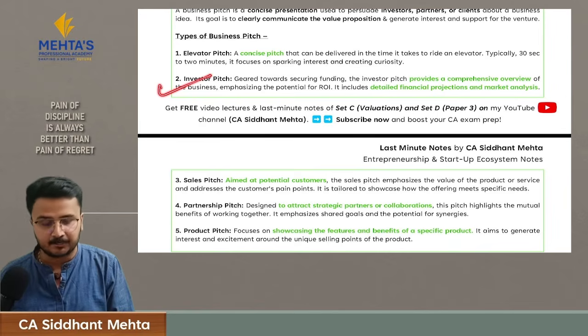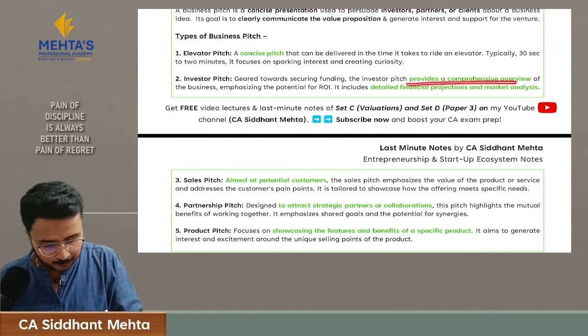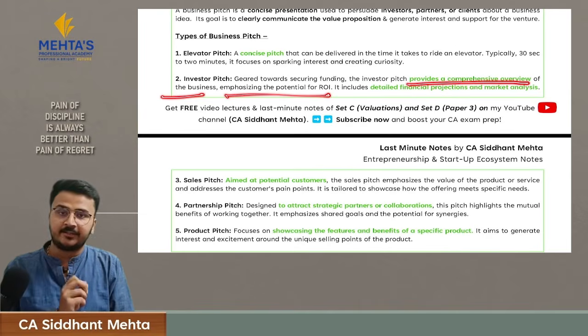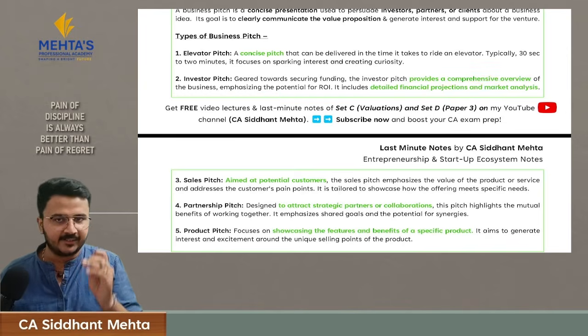सेकेंड वन इज इन्वेस्टर पिच. Here you give this pitch to the investors and you provide a comprehensive overview of your business. You emphasize the potential for return on your investment. It also includes detailed financial projections and market analysis.